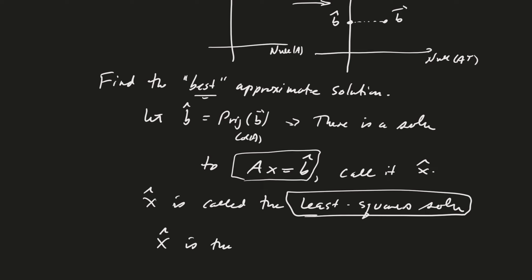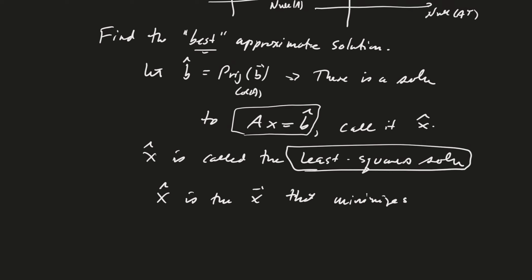And so x hat is the domain entry, or whatever you want to say, the x vector that minimizes the distance between A times x, which is in the column space of A, and b.